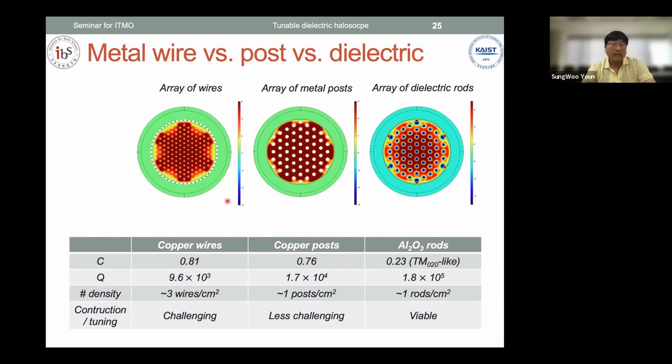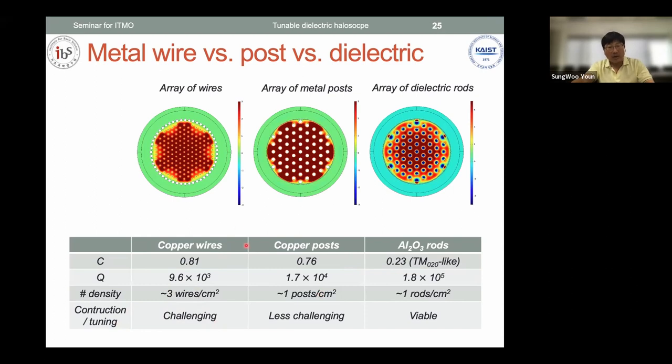We did some quick simulation. We have a very nice, well-defined boundary, and we had to put in as much material as possible. For the copper wires, the simulation said that the form factor is very high, but the quality factor remained at the 10 to the 3 level, and the number density is 3 wires per square centimeter. From my point of view, dealing with such a large number of wires might be challenging in construction, and even in thinking about the tuning mechanism.